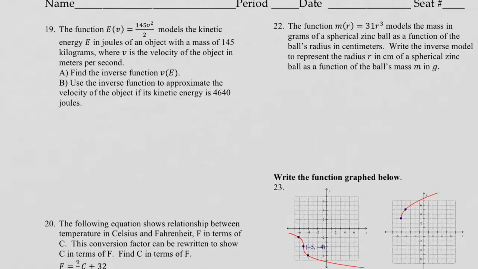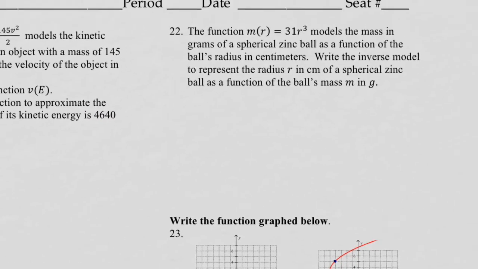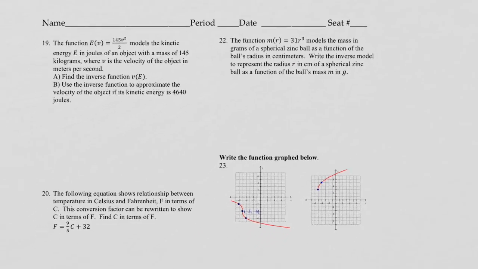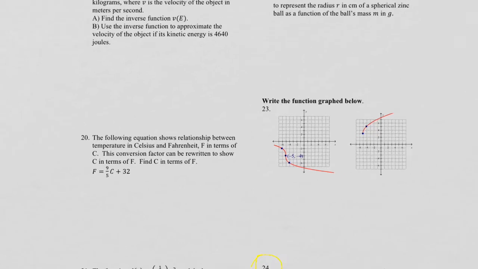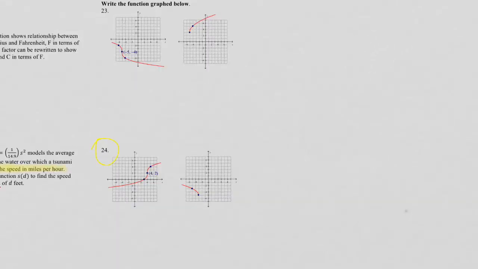Number 19, where they're telling you find the inverse right here, v of e, so solve for v. And then in this one, they are asking you to, once you solve it, plug in this for E. Kinetic energy is 4640. Same thing for 22. Find the inverse, solve for R, basically. So they're all basically the same idea. You want to isolate the other variable. All right, let's move on to the next set of questions.